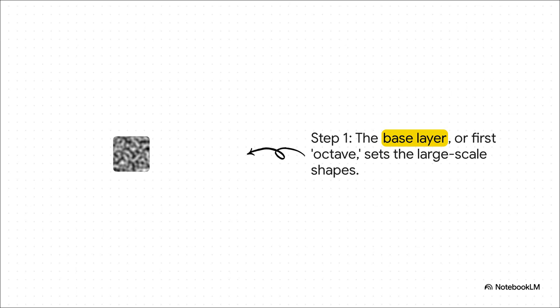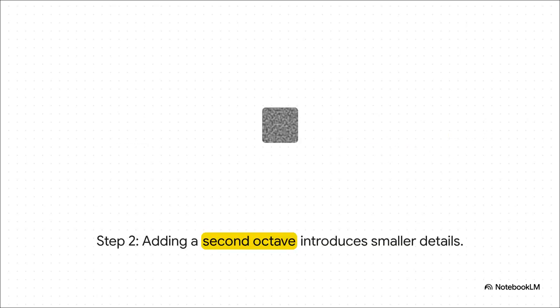We start with a base layer, what's sometimes called the first octave. It's a low-frequency pattern, which means it doesn't have a lot of detail. It just gives us the big, broad, rolling shapes. This is our foundation. Next up, we add another layer, a higher frequency octave. See how this one is way more detailed, more granular? We just layer this right on top of our base to start adding in some of the finer details.